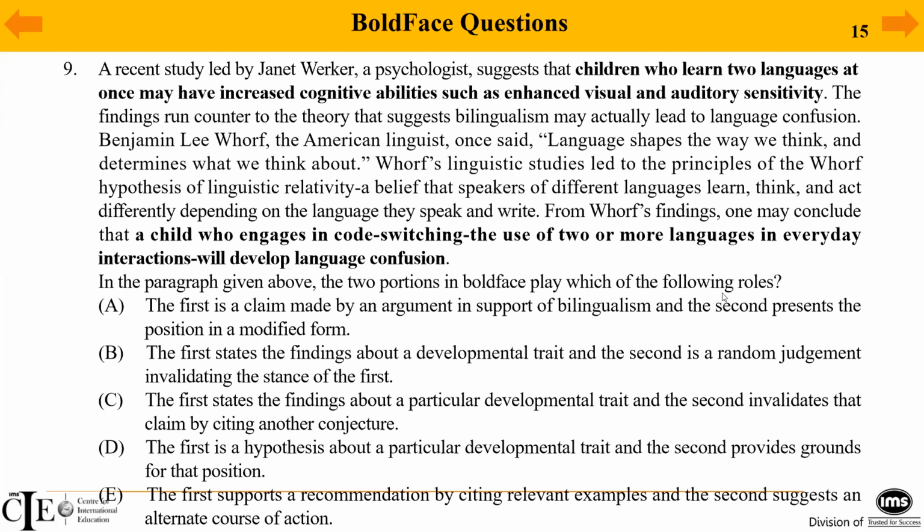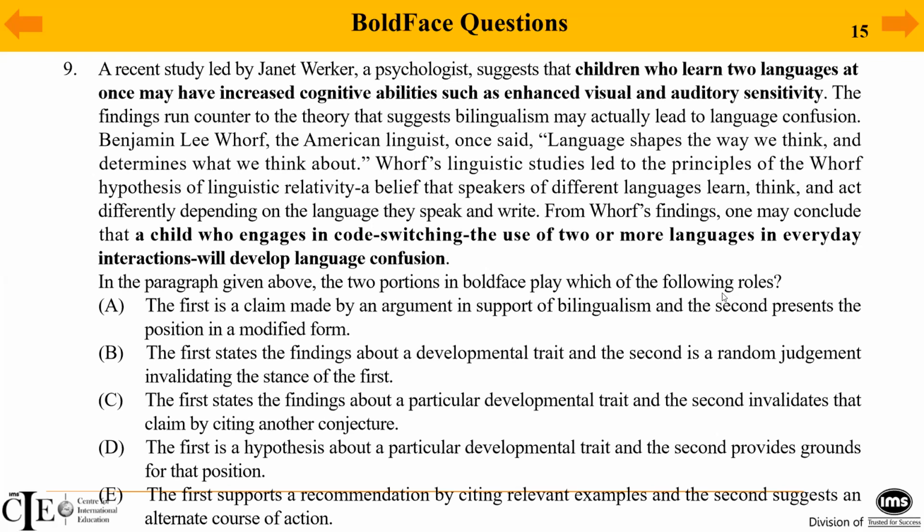So the first and second one, they look like opposites, is it not? The first one is saying it increases the abilities. The second one is saying it develops language confusion. But both have different supports to them, is it not? The first boldface is supported by Janet Werker's study, whereas the second boldface is supported by Worf's findings.